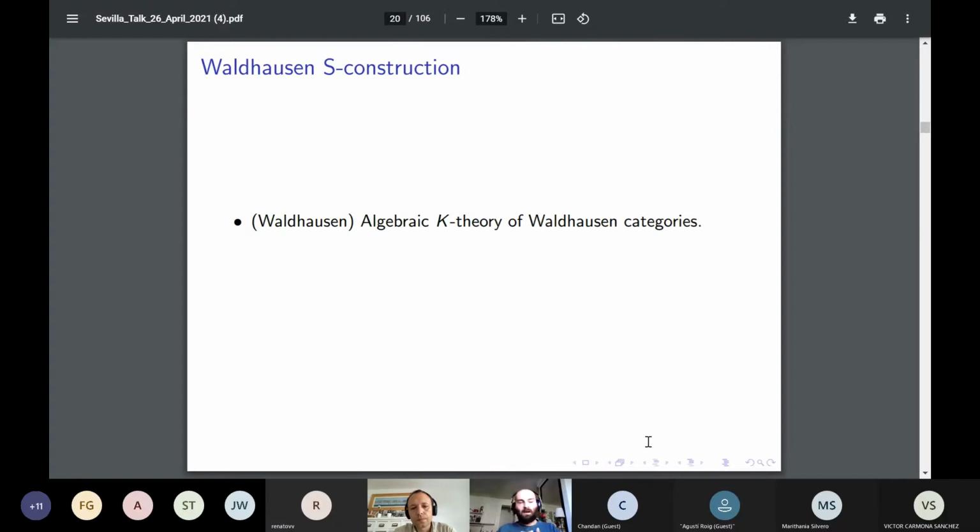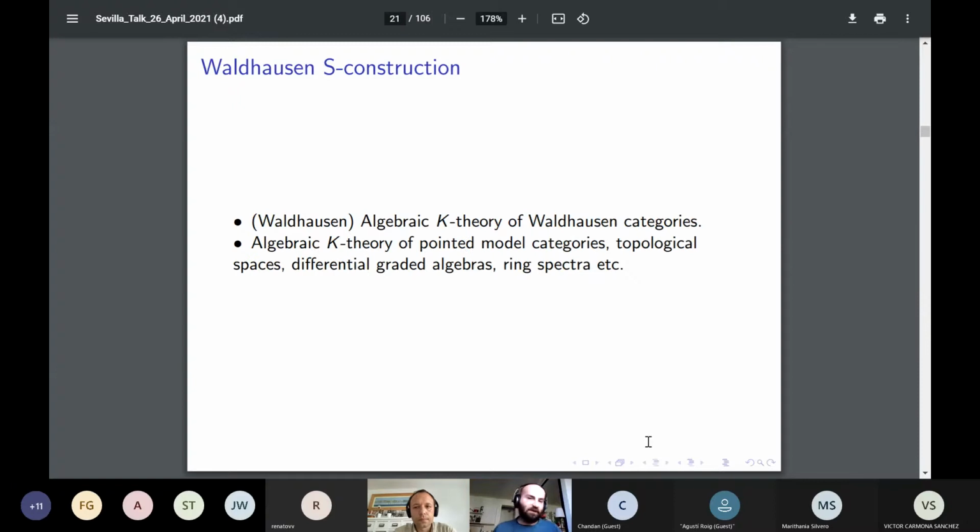So I told you about the definition of algebraic K-theory of rings, but there's also what's called the Waldhausen S construction, which allows one to define algebraic K-theory in this general situation called Waldhausen categories. These are basically categories with a meaningful notion of a weak equivalence and a cofibration. And basically through this, one can define algebraic K-theory of pointed model categories, topological spaces, differential graded algebras, ring spectra, and so on. So actually, Waldhausen's initial application was to topological spaces and manifold topology.